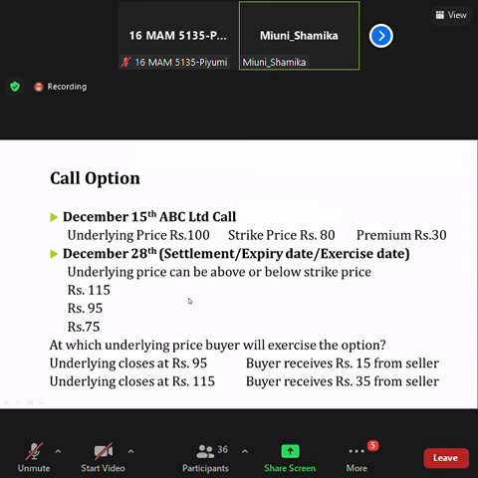You will exercise. Yes. Why? Because in the market it is 115, but you can buy the share at 80 through the call option. Next, will you exercise this option or not? When the market price is 95, will you exercise this?